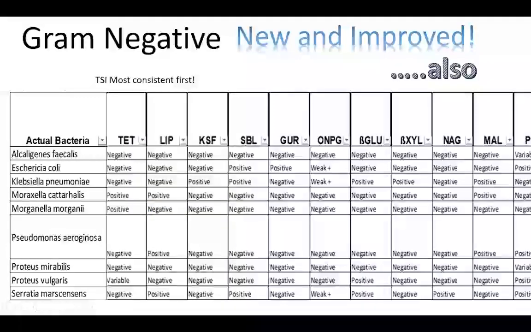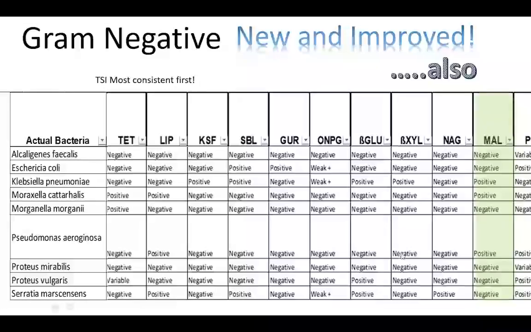Okay. Let's see here. Next one up. So we've got TET and lipase. KSF, the only one that tends to show up consistently positive is going to be Klebsiella. Sorbitol is another one. E. coli is going to be positive for sorbitol very consistently. In fact, that's one of the key tests to identify E. coli organisms. There are only 2 others that are positive, which are Klebsiella and, all the way down here, Serratia.